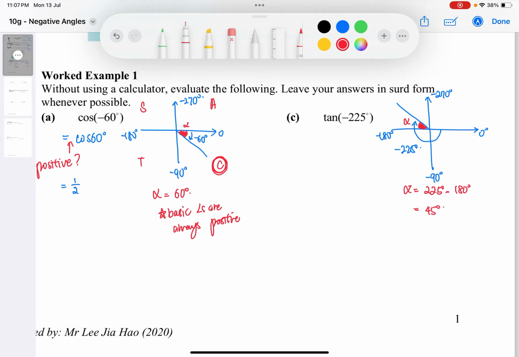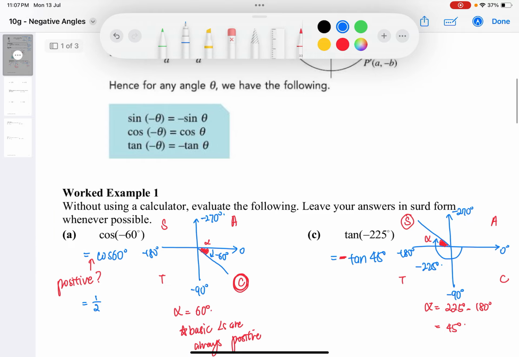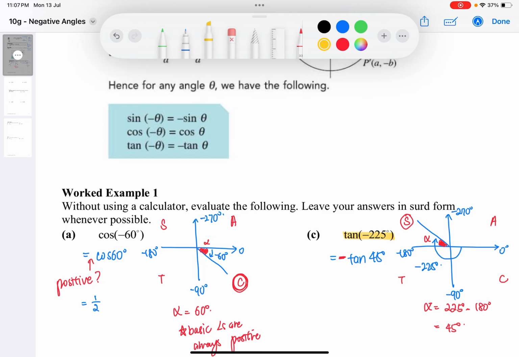Knowing ASTC, this is in the second quadrant where sine is positive. So what is the sign of tangent? Is it positive or negative? In the second quadrant, tangent is actually negative. So this is negative tangent, the basic angle 45 degrees. And over here, look, it matches the formula. Just to show you, tangent of negative 225 is negative tangent 45 here.